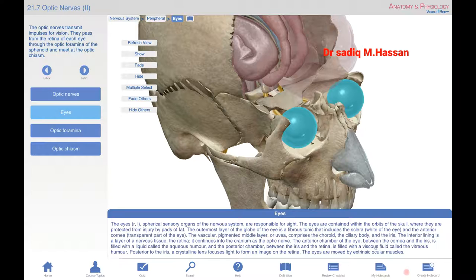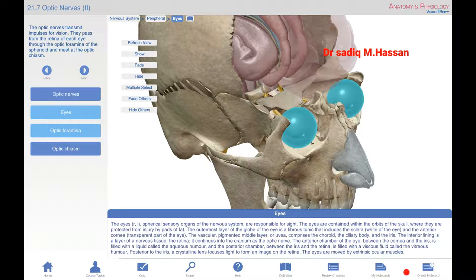The anterior chamber of the eye, between the cornea and the iris, is filled with a liquid called aqueous humor. So in the eyeball there is a liquid which we call aqueous humor, and the posterior chamber, between the iris and retina, is filled with a viscous fluid called vitreous humor. Posterior to the iris is the crystalline lens, which focuses light to form an image on the retina. The eyeball is moved by extrinsic muscles.